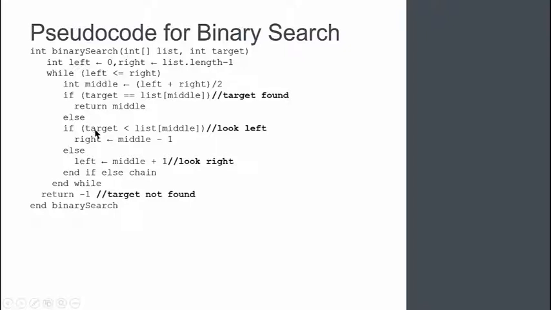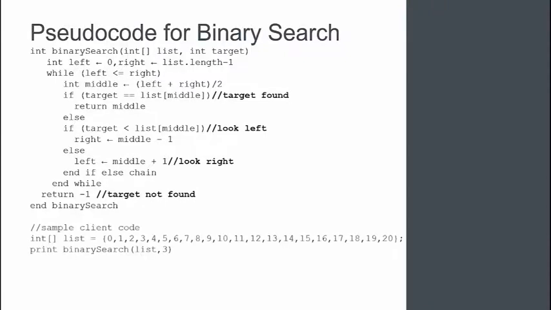Otherwise, if it's less than the middle, we go to the left. Reassigning the right value to middle -1 does that. Otherwise, we go to the right. Reassigning left to middle +1 does that. So this process continues while this condition is true. Let's work through an example.